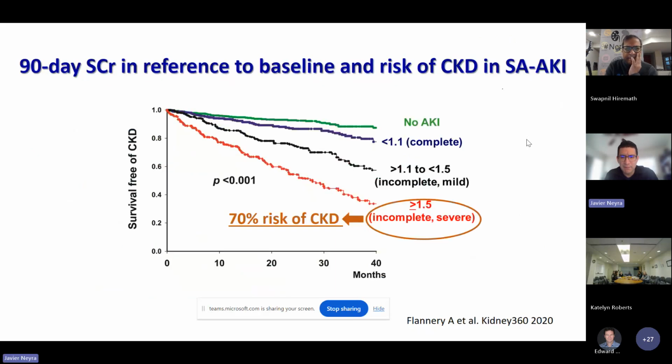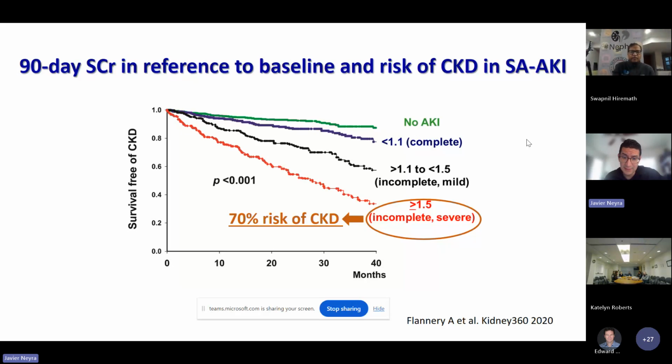Simple things, when we evaluate a patient after discharge in terms of creatinine recovery from the baseline, if we have a predefined baseline. In this particular study that we did a few years ago, we determined that when your creatinine in the first window of 90 days after discharge is still 50% above your baseline, as you can see in the red line there, there is a significant risk of developing chronic kidney disease in the subsequent 3 to 5 years.